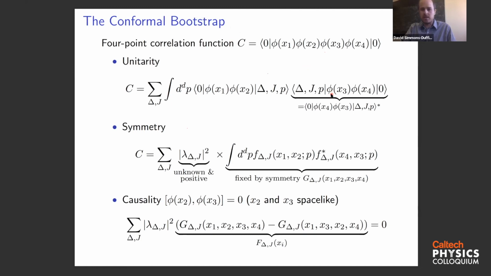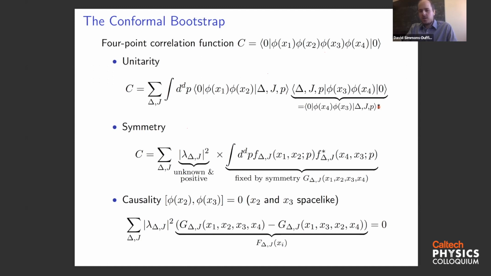So let's see if this works. So here we're cutting a correlator between phi x1 and phi x2 and phi x3 and phi x4, and we're inserting a sum over all the states in the theory. So we have a sum over delta and J and an integral over momentum. And a second way in which unitarity is useful here is it lets us write this transition amplitude as the complex conjugate of another transition amplitude.